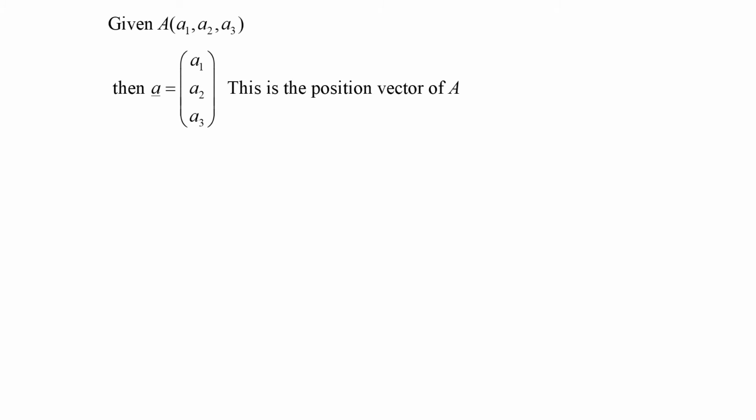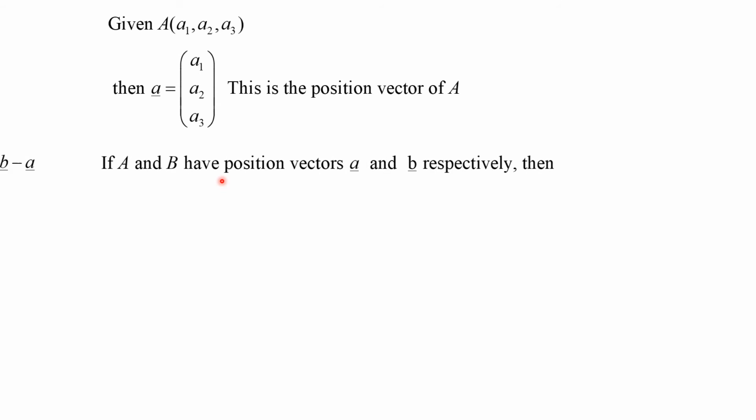For example, if you are given a vector A having components A1, A2, A3, which represent X, Y, Z respectively, then A can be written as a position vector in this form: A1, A2, A3. So this is called the position vector A. And if A and B have position vectors A and B respectively, then AB has to be vector B minus A, right? This law is very important, and it's useful for you to actually derive vectors, yeah.